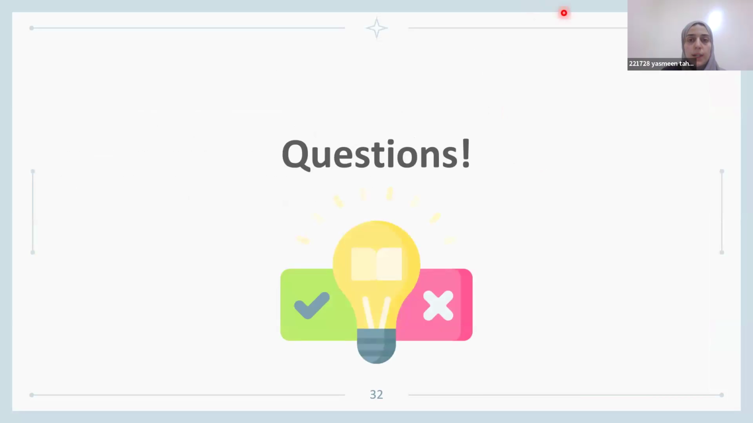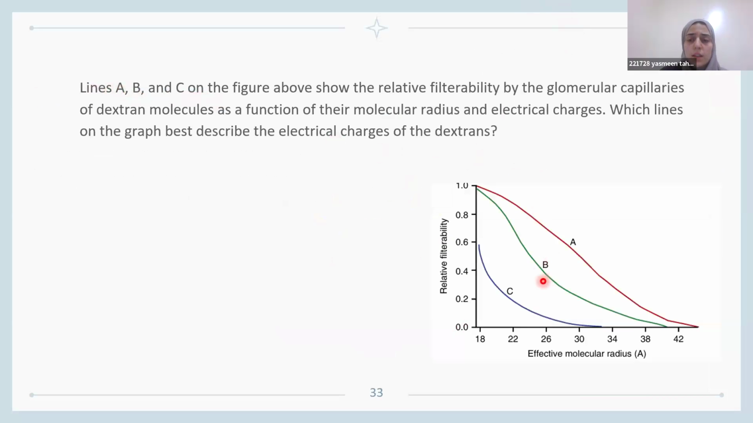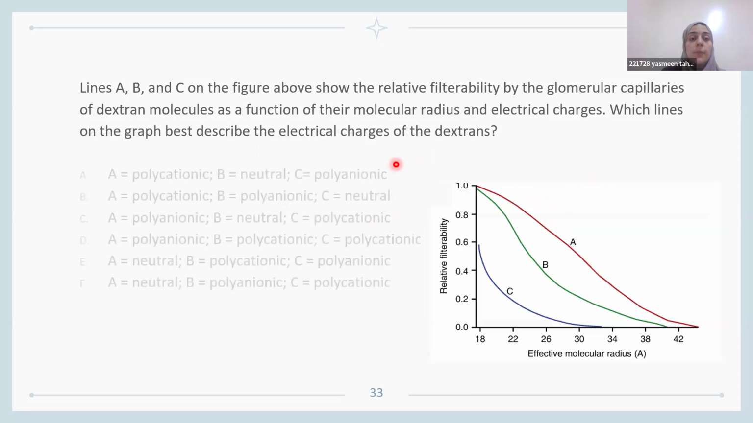And these are some questions for practice. I don't know if I should go over them, but this is the same graph I showed earlier. Lines A, B, and C on the figure show relative filtrability of glomerular capillaries of dextran molecules as a function of their molecular radius and electrical charges. Which lines on the graph best describe the electrical charge of dextran?